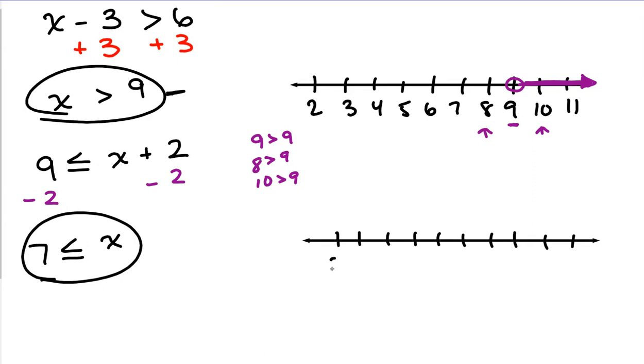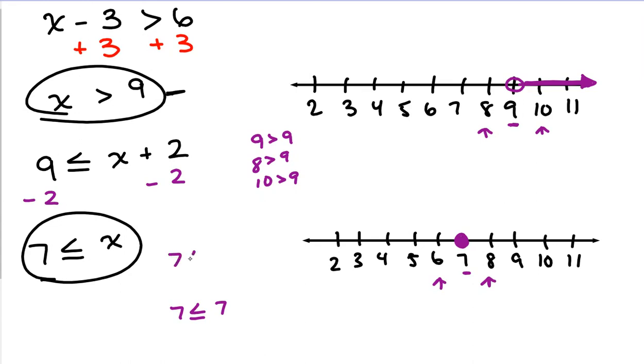Let's do 2, 3, 4, 5, 6, 7, 8. Okay, well, let's find 7 on our number line. Here it is. Now, if x were equal to 7, well, this statement is true. So we put a closed circle showing that 7 is a solution. Now we test 6 and 8.